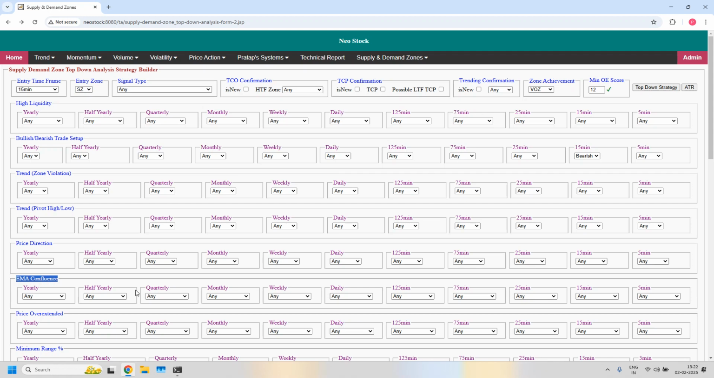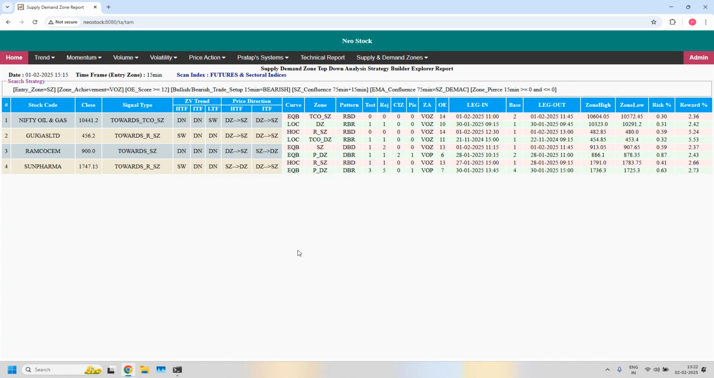In the EMA confluence, at the 75-minute time frame, because the 15-minute supply zone entry time frame is overlapped with the 75-minute supply zone, that's why we are looking for whether that 75-minute supply zone is having daily EMA confluence or not. With this filter, out of 8 stocks, we got 4 stocks. That means in all these 4 stocks, the 75-minute supply zones are having daily EMA confluence. They are even more high probability trade setup supported zones. Okay, these are LTF, ITF specific filters.